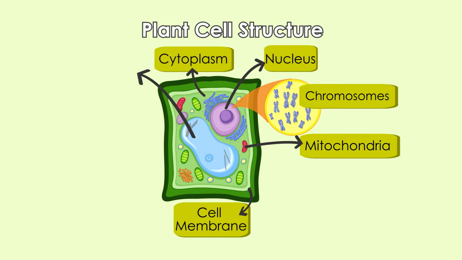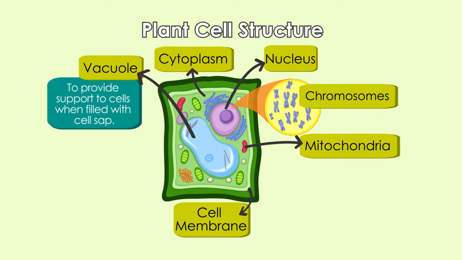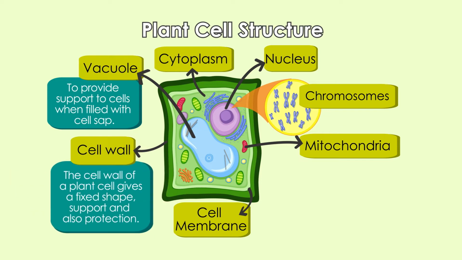And number 5 is known as the vacuole. You can see here that the vacuole occupies almost all the space inside the cell. This is because the function of the vacuole is to provide support to cells when filled with cell sap. Number 6 is the cell wall. You can see that the plant cell has a fixed shape. This is because the cell wall of a plant cell gives a fixed shape, support, and also protection.